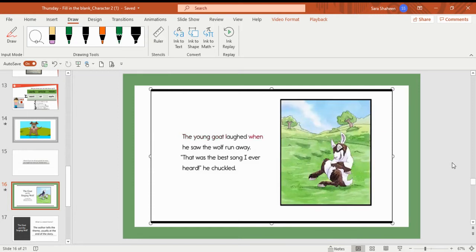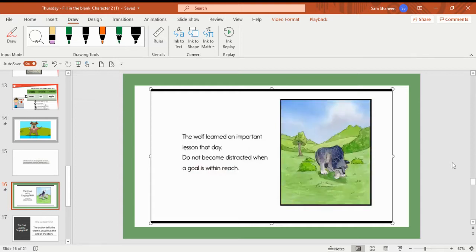Laughed when he saw the wolf run away. That was the best song I ever heard. Chuckle. The wolf learned an important lesson: do not become distracted when a goal is within reach.